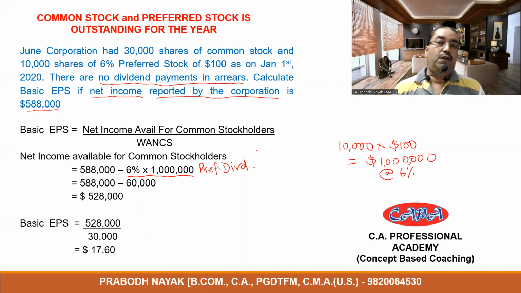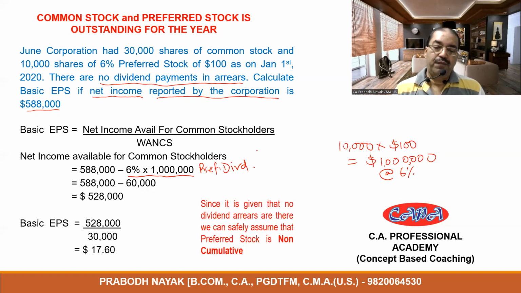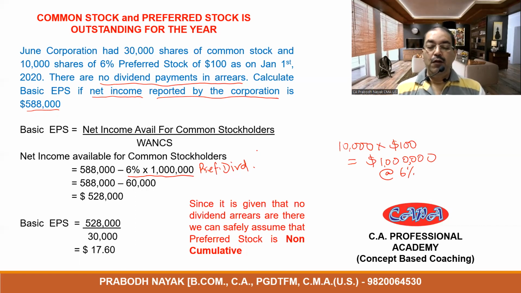Now, there is a small important thing that I have to mention here. The question has given that there are no dividend payments in arrears, meaning nothing is outstanding. The dividends are not outstanding, they have been paid. So I will make a small assumption here. Since it is given that no dividend arrears are there, we can safely assume that preferred stock is non-cumulative. I'll come back to this point when I'm doing the problems later on.